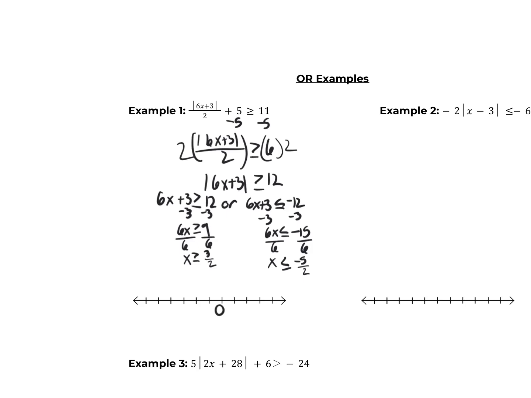So, 0 in the middle. Do 3 halves over here. Negative 5 halves over here. At 3 halves, we're going to have a closed circle, arrow going to the right. At negative 5 halves, we're going to have a closed circle, arrow going to the left. Now, again, we do not need an overlap because this was the word or. So if there's any arrow above it, it is a true statement.